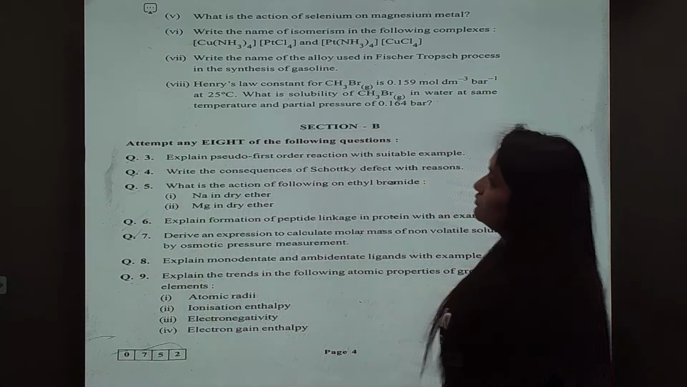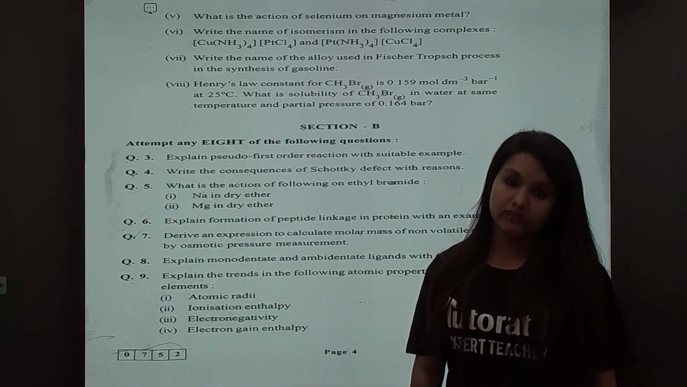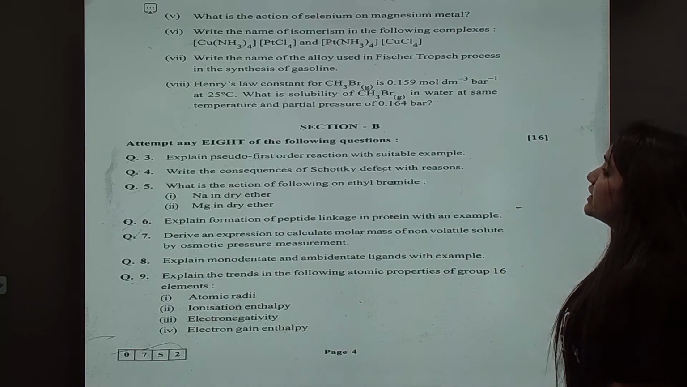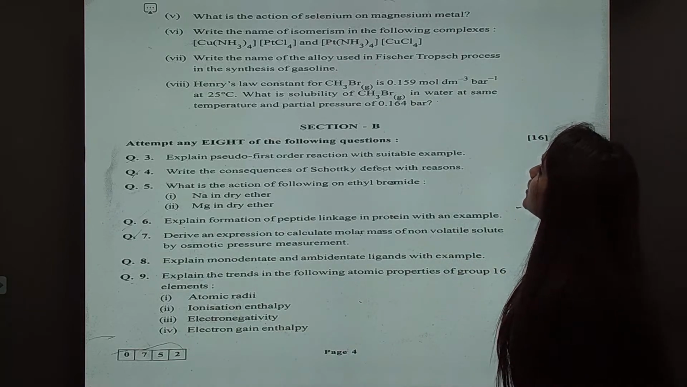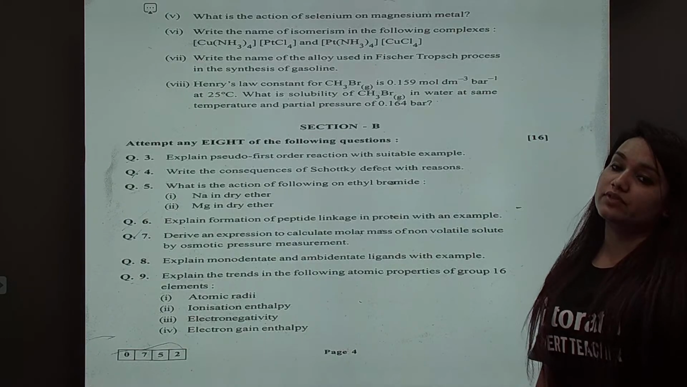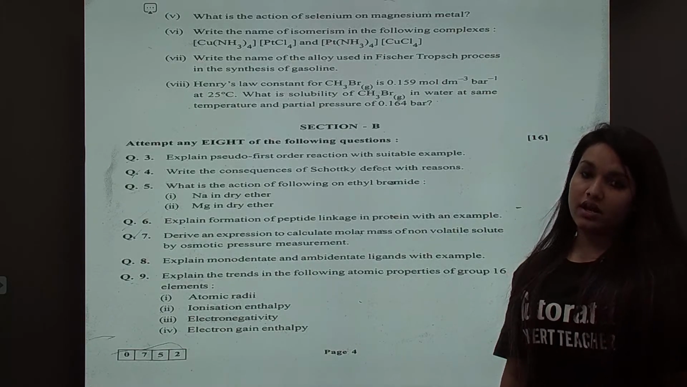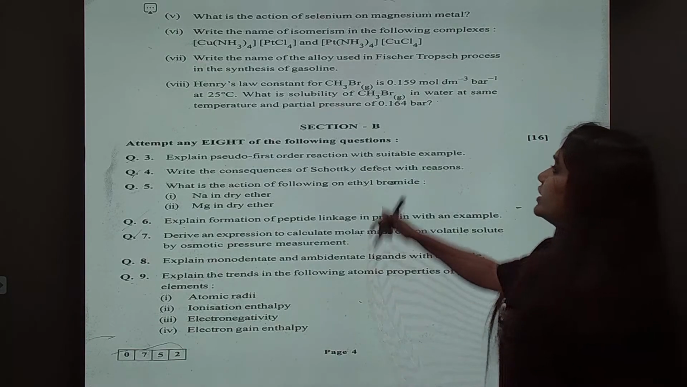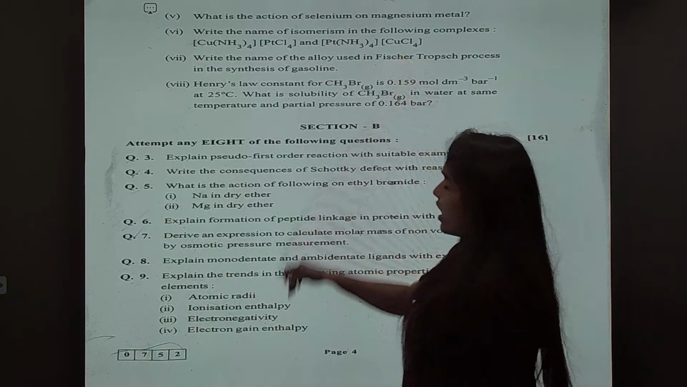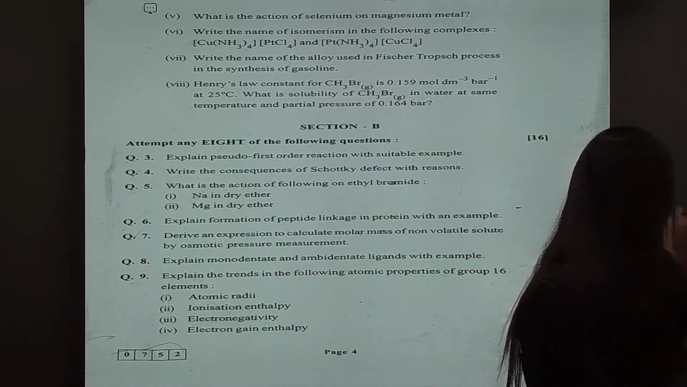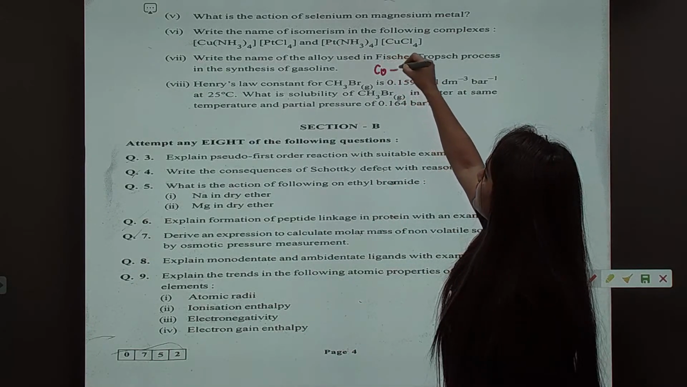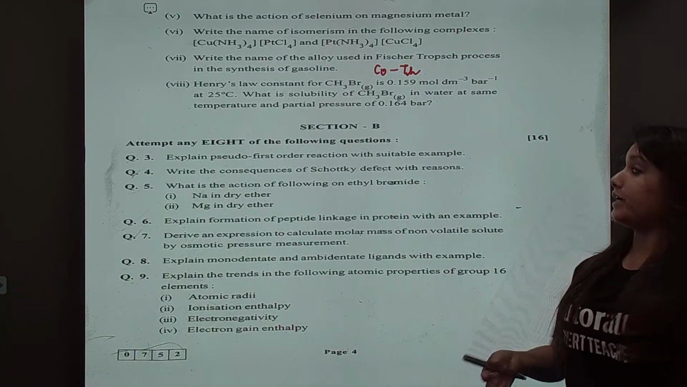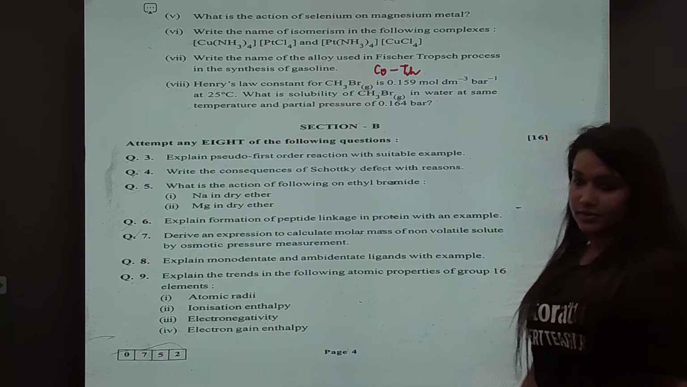Alright. Moving on to question number 7th, everyone. Question 7 says, write the name of alloy used in Fischer-Tropsch process in the synthesis of gasoline. And the answer to this will be cobalt thorium alloy, CoTh alloy. Fine. Alright, let's move on to question number 8.